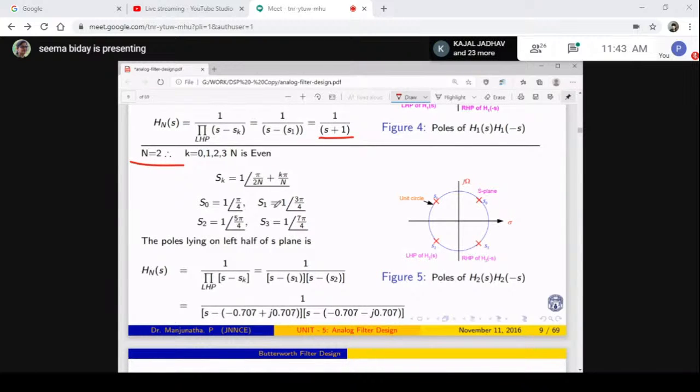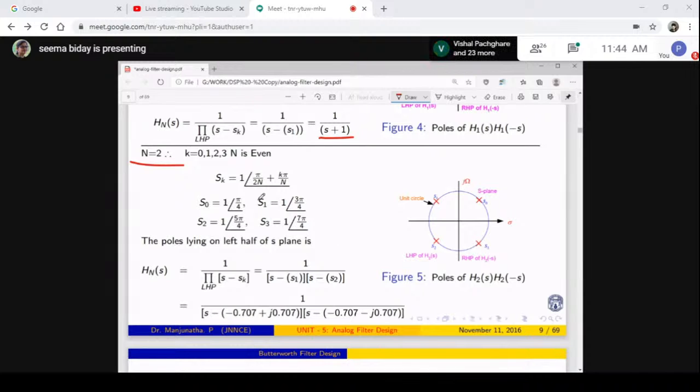Keep k equal to 0, 1, 2, 3 and you will get 4. But we will be considering only 2, because of the left half of the plane, and they lie on the unit circle and they are symmetric. Is it okay? So now you get it like this. This is the standard one from the formula for the normalized filter. It is not for any omega c.